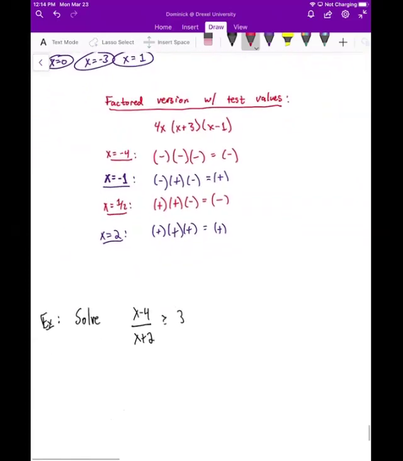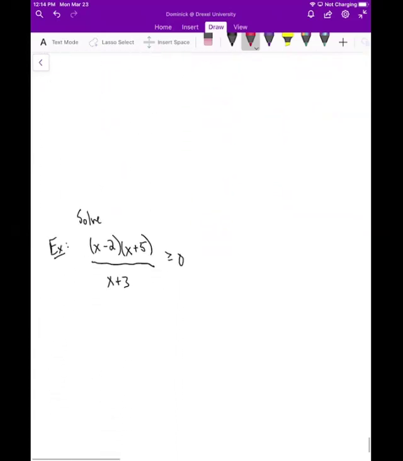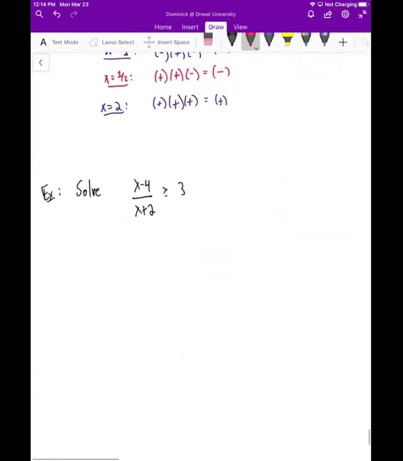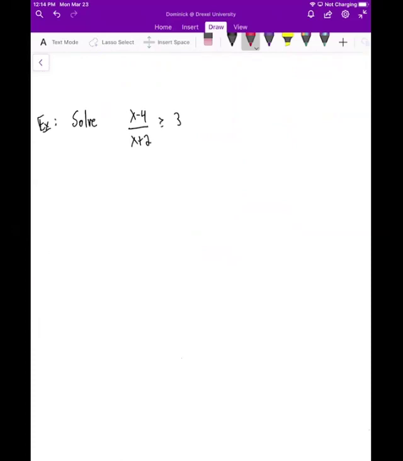Okay, so hopefully those are not too bad. Now I want to do two examples of how this looks like for a rational inequality, and then we will, of course, wrap this video up.